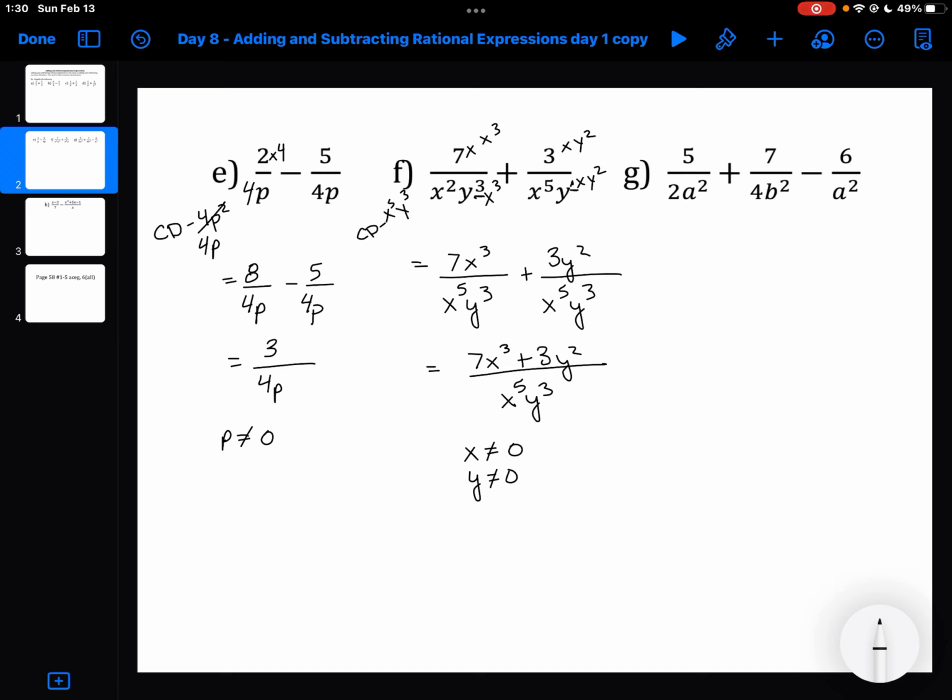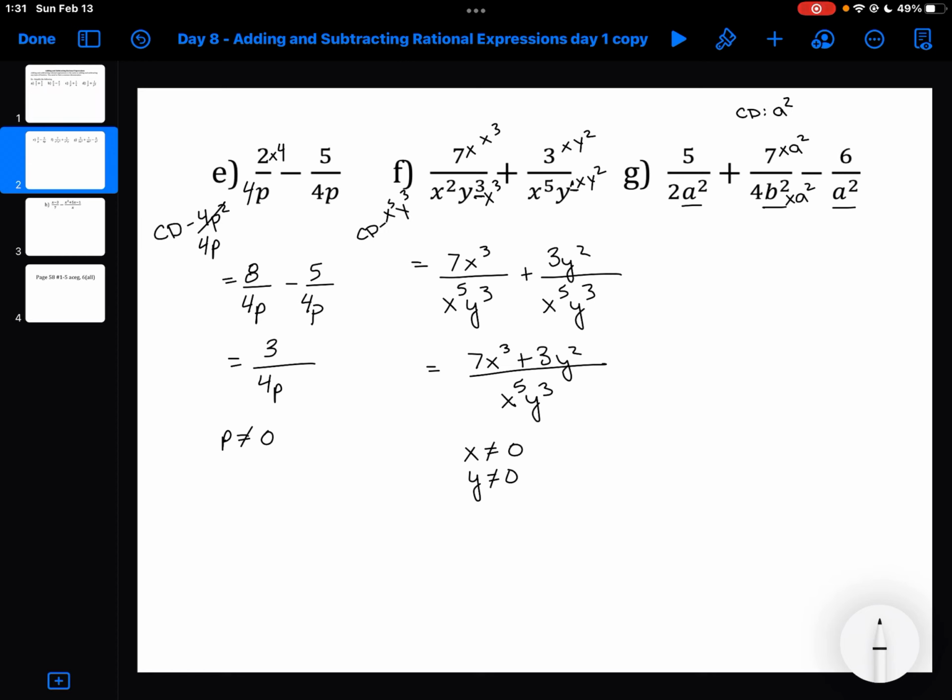Okay. Example G, here I've got 3 fractions that I'm looking at. I've got a squared, b squared, and a squared. So it looks like my highest exponent on the a is a squared. So I need to multiply everything so that it has an a squared on the bottom. So that means my second fraction doesn't have any a's. So I'd multiply the top and the bottom by a squared.